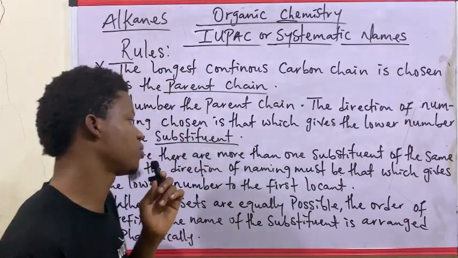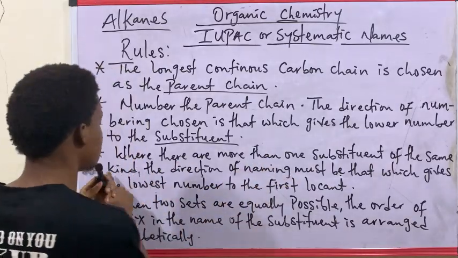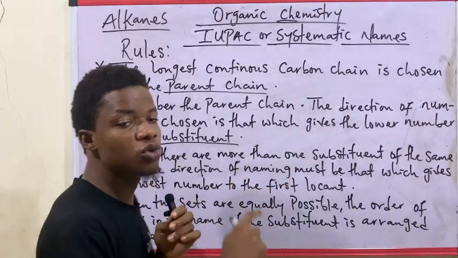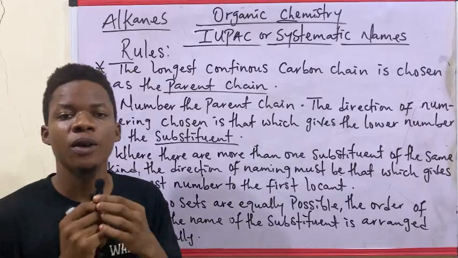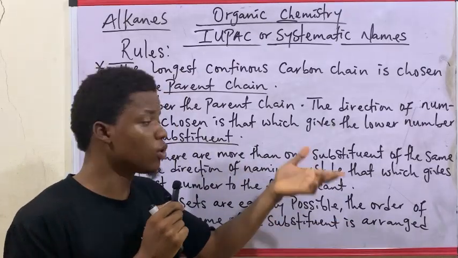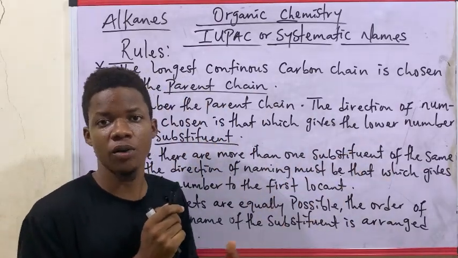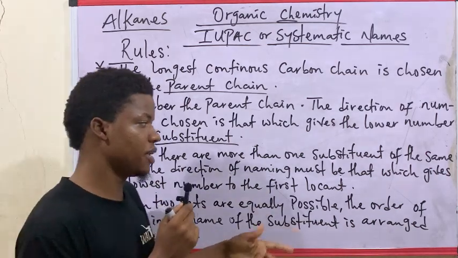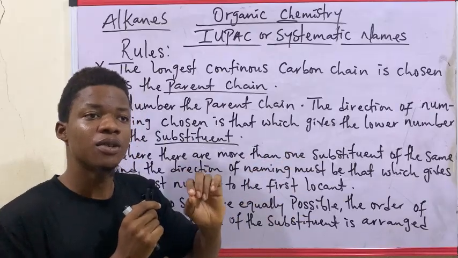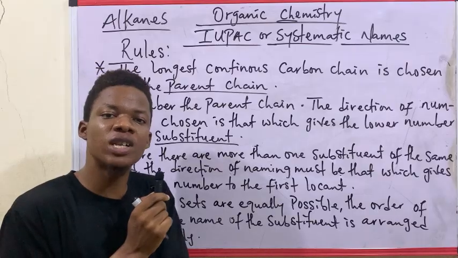Then rule three: where there are more than one substituent of the same kind, the direction of numbering must be that which gives the lowest number to the first locant. So if you have a compound, and we are going to look at practical questions on this, probably you have substituents arranged at different points. Then your direction of numbering will start from the side where you have a closer substituent.